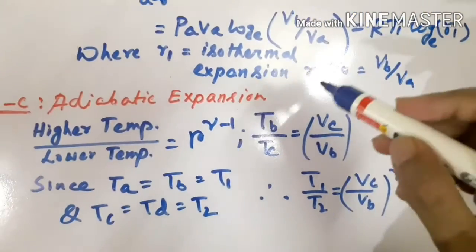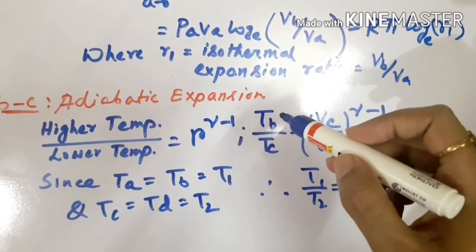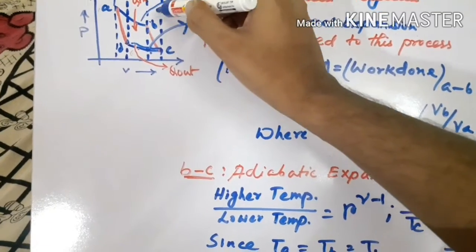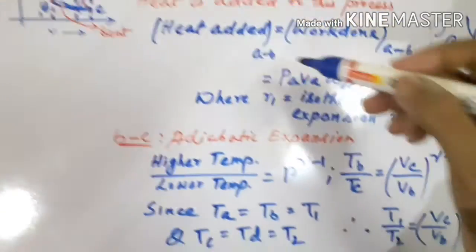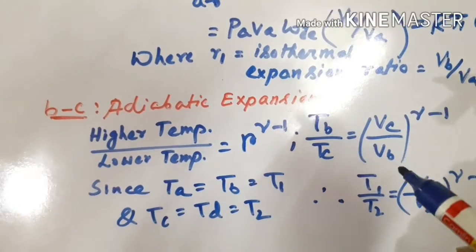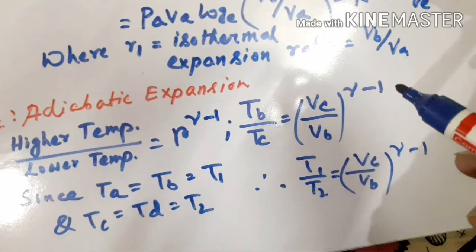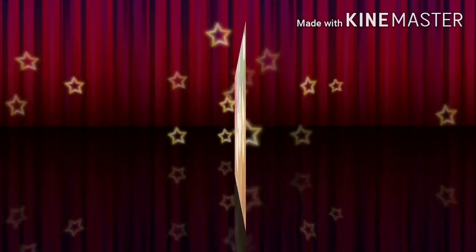Now, what will be the higher temperature? That is TB, and what is the lower temperature? That is TC, because in this adiabatic curve TB is the higher temperature and TC is the lower temperature. So, it will be equal to VC by VB to the power gamma minus 1. Since TA is equal to TB is equal to T1, that is the higher temperature, and TC is equal to TD is equal to T2, that is the lower temperature, therefore T1 by T2 is equal to VC by VB to the power gamma minus 1. So that's for the first part of this video.